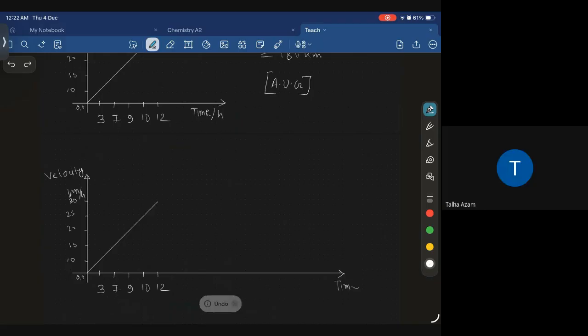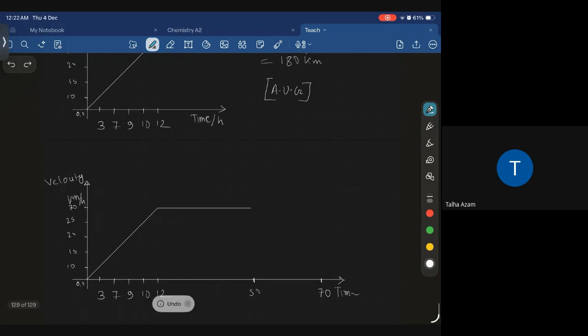Let's say here this is 50 and here this is 70. Now I have asked you to find the displacement from here. Can you do that? So what will be the displacement?